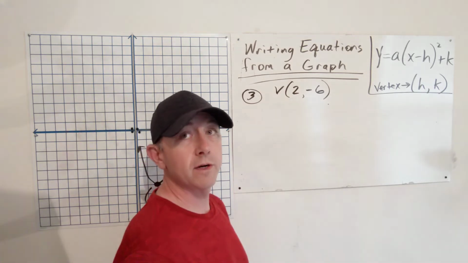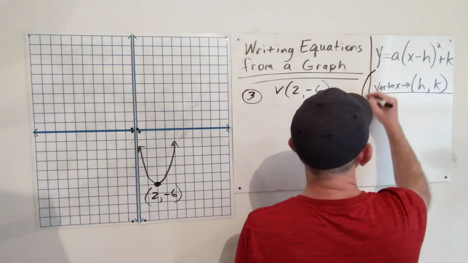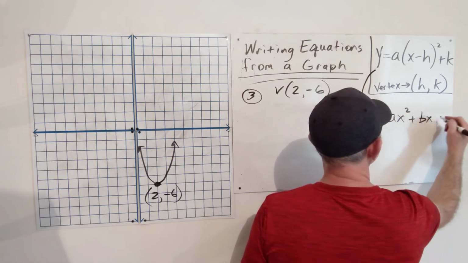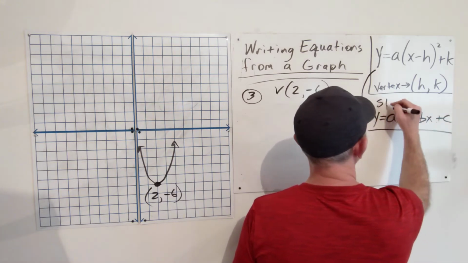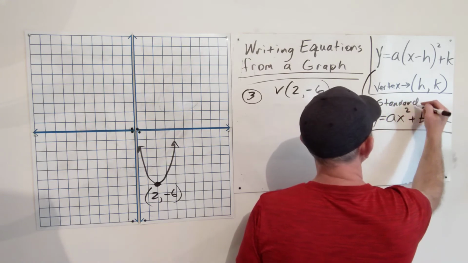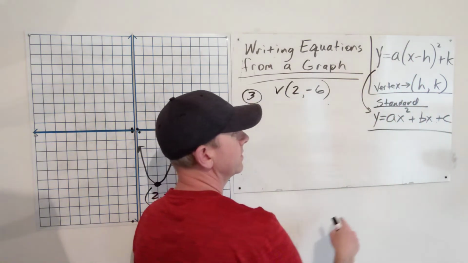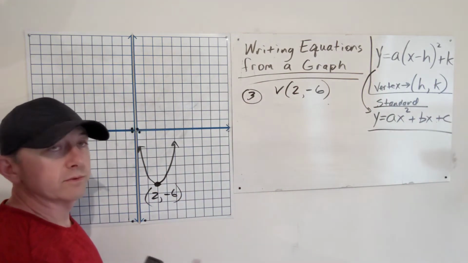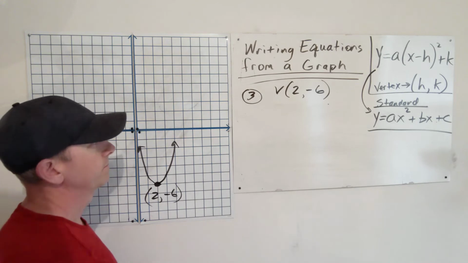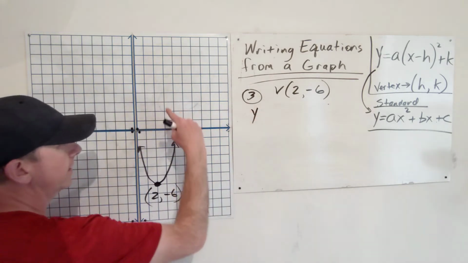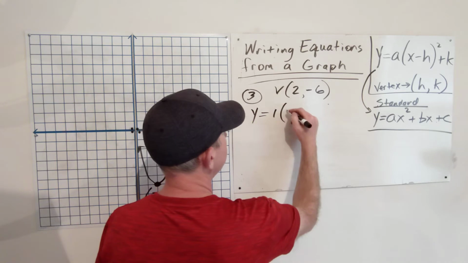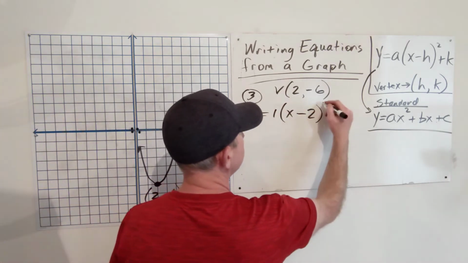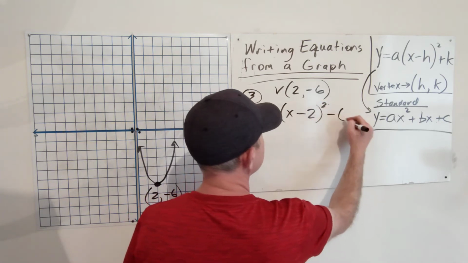So if we're going to go to standard form, we're going to go from here and then into y equals ax squared plus bx plus c. So if we want to get to standard, we're actually going to do this first, and then we're going to multiply it all out and solve for y with everything multiplied out. So this one would be y, it opens up, so it would be a +1 times x minus the x value, so it changes to a -2, minus 6.